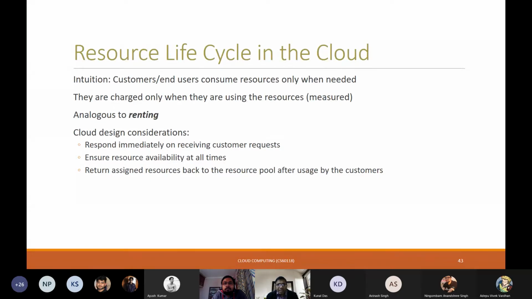The whole idea is that unless you can create this life cycle, making these resources available on demand and provisioning them in a self-service mode is not going to happen, right? So you need to provision these resources in that way. The end users are charged only when they are using the resources, and this is what I already told you several times. It is a measured service, a metered service. So you need to be able to measure the units of resources that are being used.